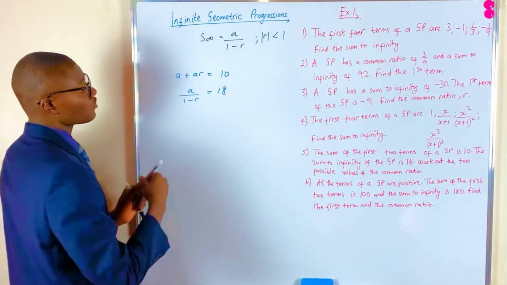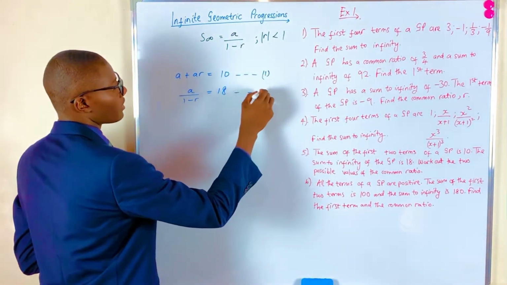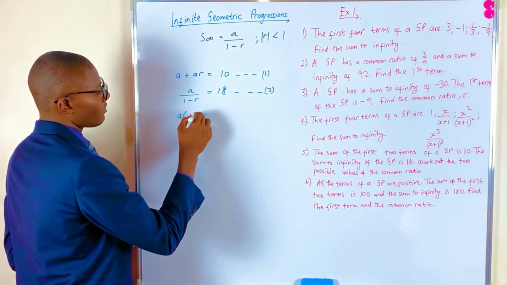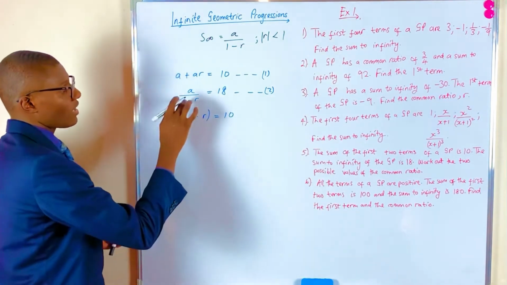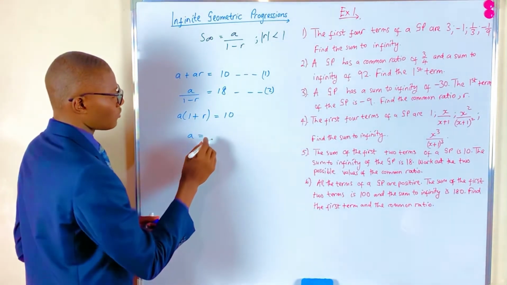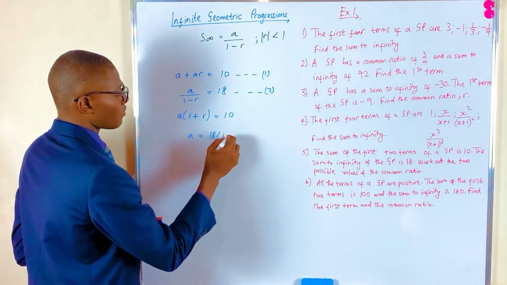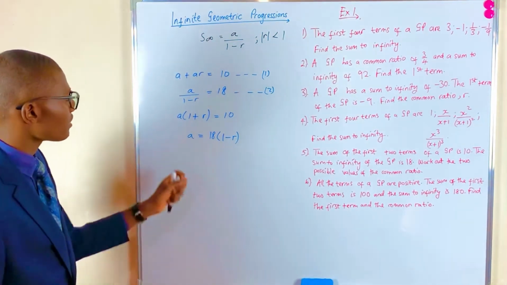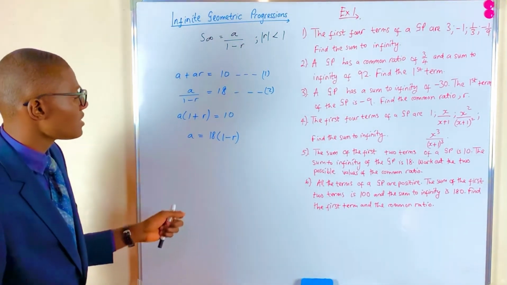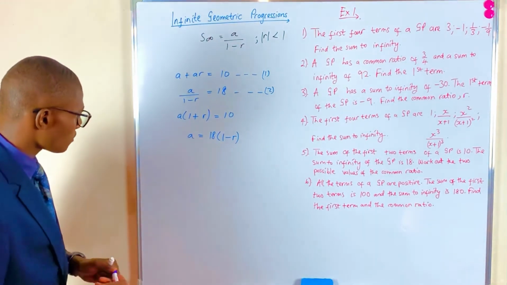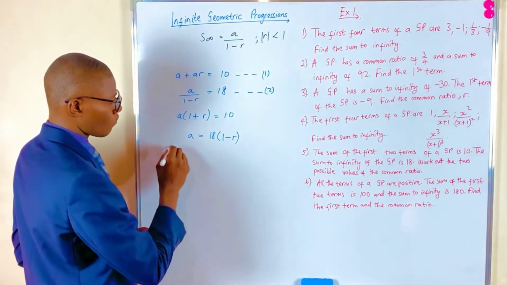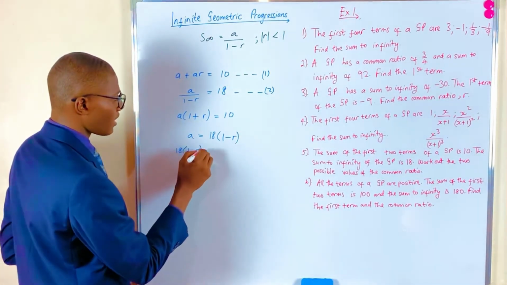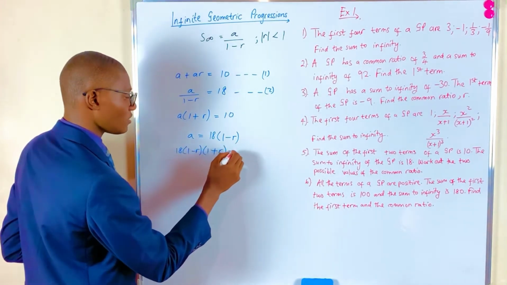So now we've got these two equations. We'll say equation 1, then equation 2. So from equation 1, if we factor out a, we've got a times 1 plus r being equal to 10. And from equation 2, we've got a being equal to 18 times 1 minus r, like this. Yes, so we've got these two now. And as we can see that we've got a already here, so in place of a, we put this, such that it's 18 times 1 minus r times 1 plus r to give us 10.